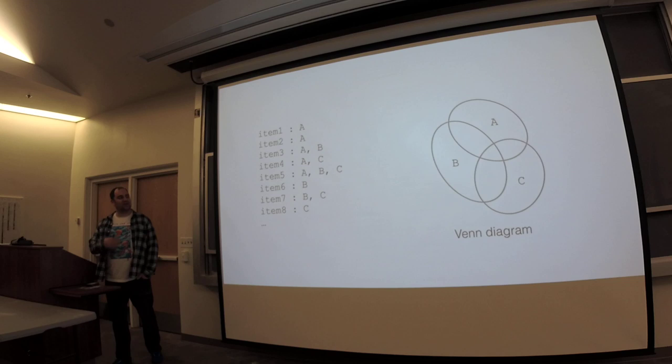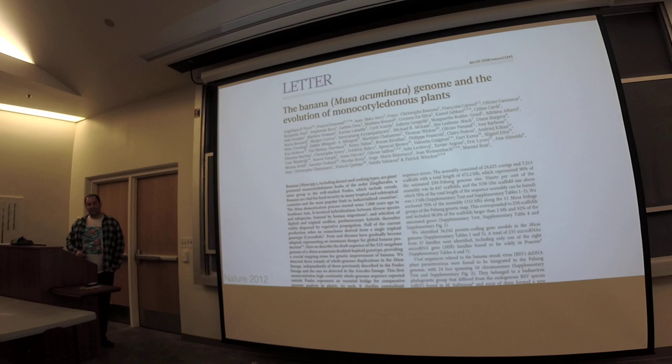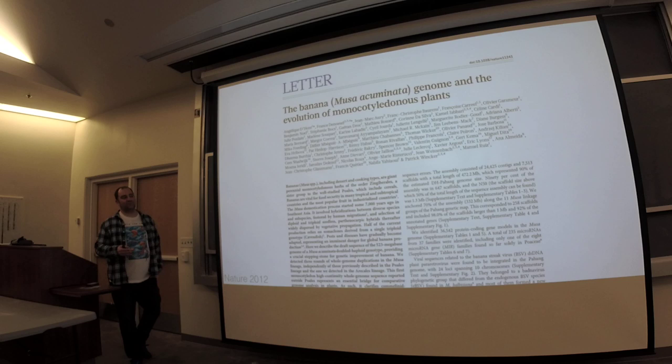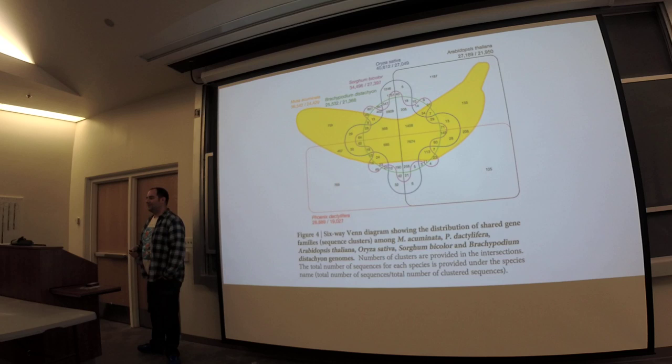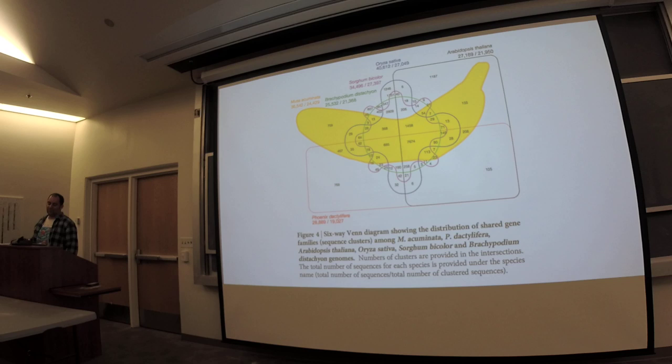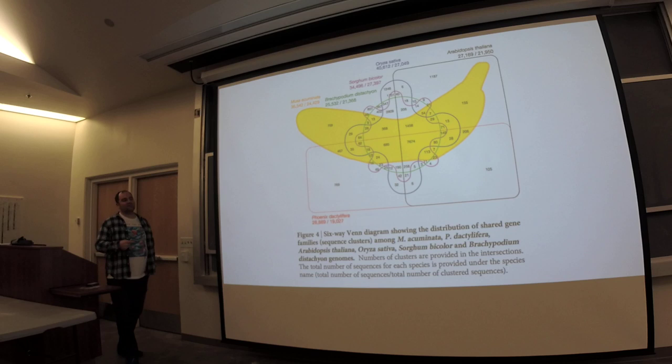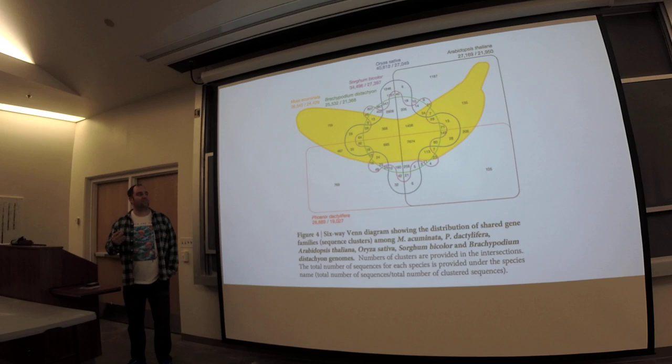And it turns out that Venn diagrams are super popular. This is a Nature paper that published the first sequencing of the banana genome. And they did use this particular figure here. And I showed this to you at the very beginning of class, right? This is a six-set Venn diagram. It's supposed to show the genetic overlap of these six different plant species. And so clearly, this isn't an ideal solution because six-set Venn diagrams are really hard to parse, and the data is not proportional to the visual encoding. And so on.